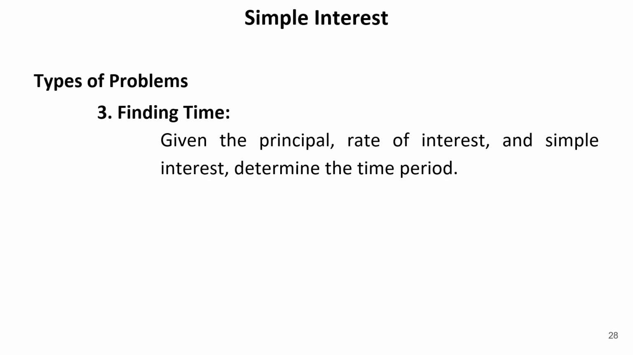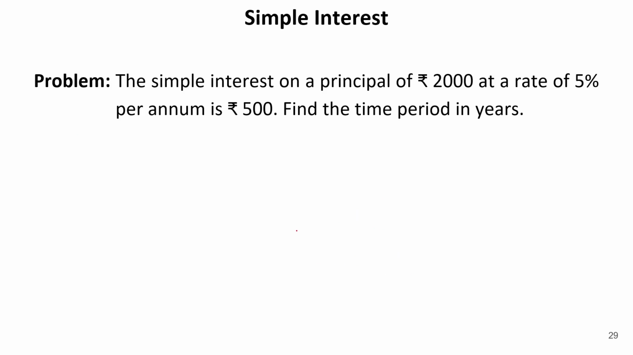Okay, so let's see the third kind of problem, that is, given the principal, rate of interest and simple interest, determine the time period. So we'll be using that same formula, SI is equal to PRT by 100, right? So it tells us to calculate T. So T is equal to what? 100 into SI by PR, right?